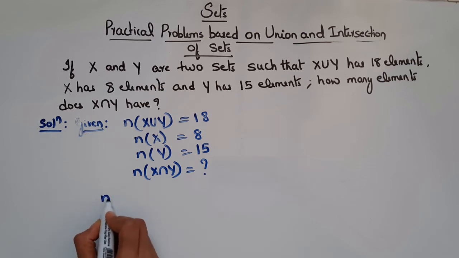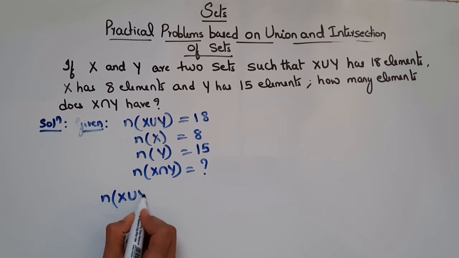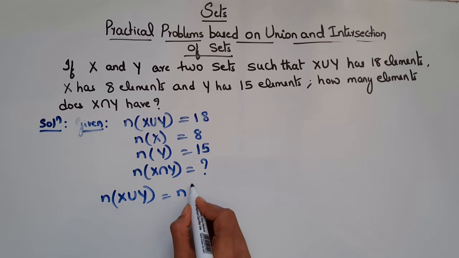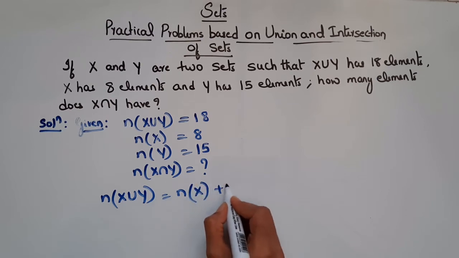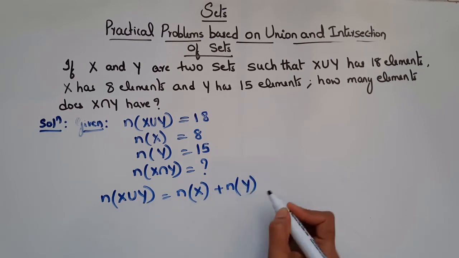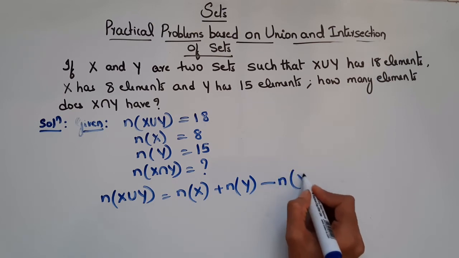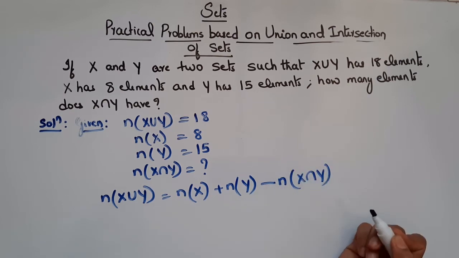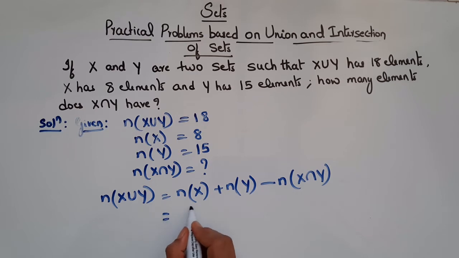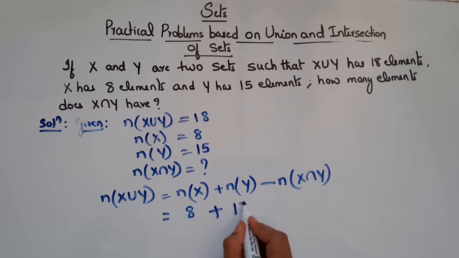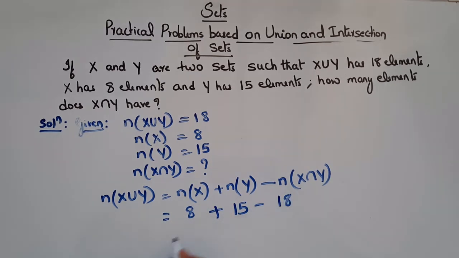We know the formula. The number of elements in x union y is equal to n of A, here A is x, plus n of B, here B is y, minus n of x intersection y, right? So here n of x is 8, plus 15, minus 18, which is equal to 8 plus 15 will give you 23, so 23 minus 18 will give you 5. So the number of elements in x union y is 5.